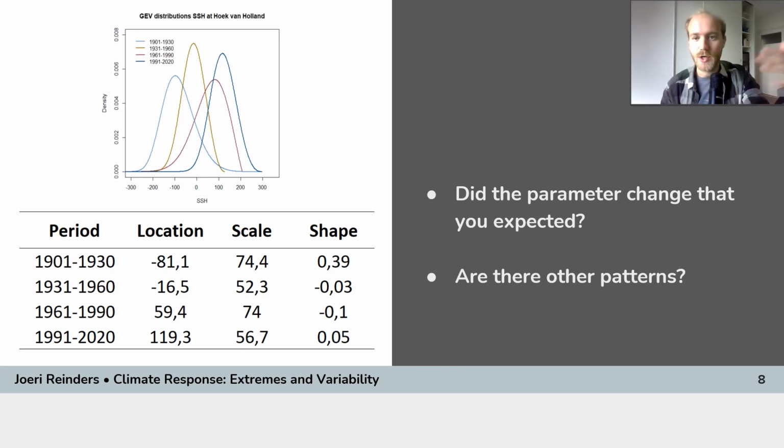The shape parameter is, of course, also changing. However, I will be making a note on that the shape parameter is very much affected by individual extreme events. So splitting up our records in 30-year periods is a little bit too short to estimate a really good shape parameter. So I wouldn't put too much value on that particular thing. You would need bigger time periods, maybe 50 years or 60 years, to really identify properly the shape parameter.